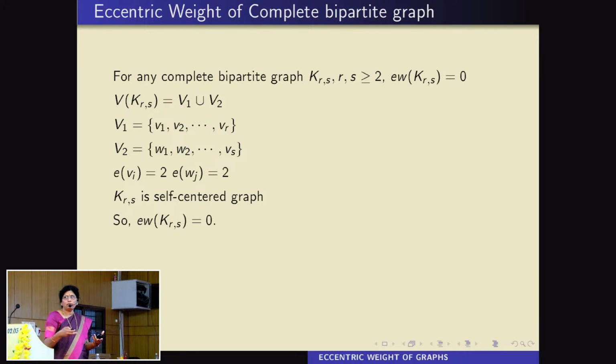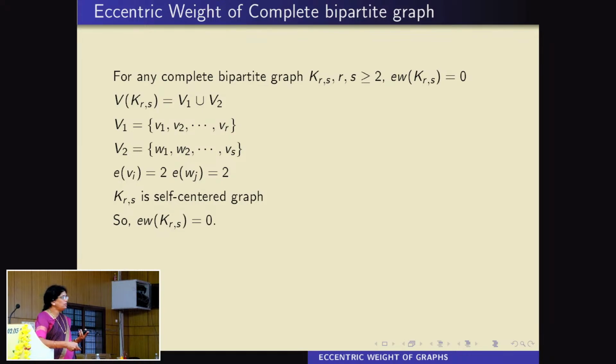Now we will consider two operations here: the join of two graphs and the product of two graphs. For the join, take two disjoint graphs. The join of those two is obtained by putting them together and joining every vertex of one graph to every vertex of the other graph. So the vertex set is the union of the vertex sets of both graphs, and the edge set is the edge set of G1 union the edge set of G2, together with all edges joining every vertex of G1 to every vertex of G2. This is how the join graph is obtained.